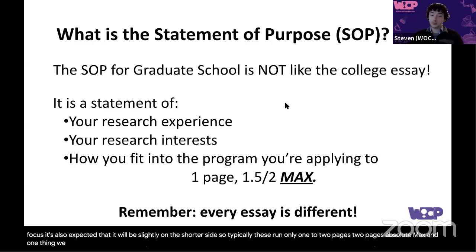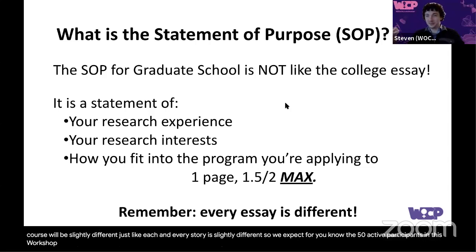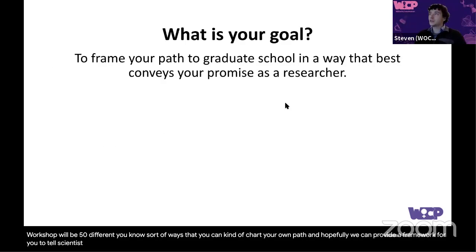One thing we'd like to impart with this presentation is that even though the research statement has formulaic components, every essay, of course, will be slightly different, just like each and every story is slightly different. We expect for the 50 active participants in this workshop, there'll be 50 different ways that you can chart your own path. Hopefully we can provide a framework for you to tell your story as best you can as an up-and-coming scientist.